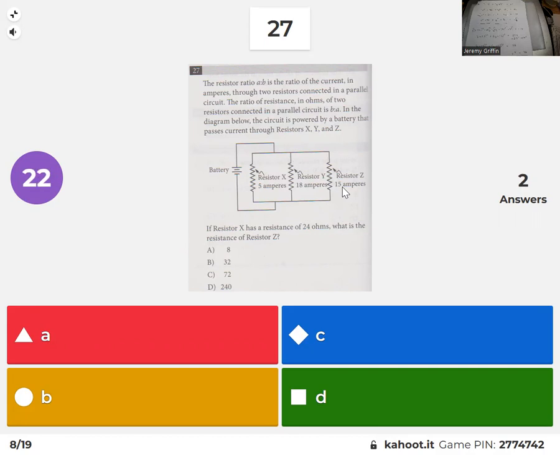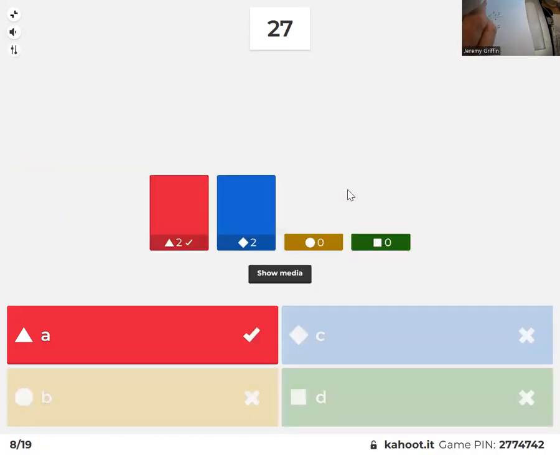Okay, so the fact that it has more current, do you think that it probably has less resistance? In fact, do you think that resistor X has 3 times the resistance of resistor Z? And if X is 24 ohms of resistance, and that's 3 times resistor Z, then what does resistor Z have to be in ohms? And the answer is 8. Ooh, a couple of you got it.